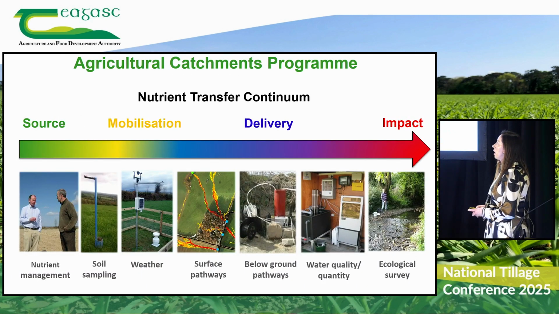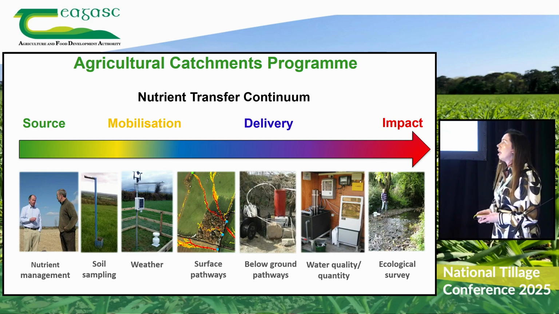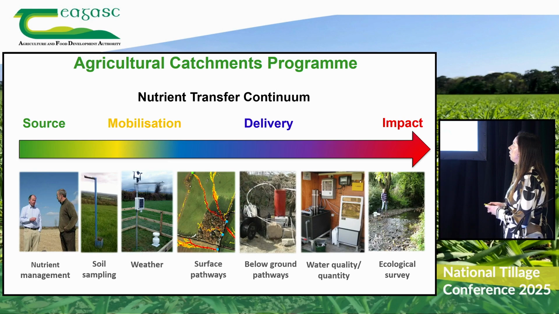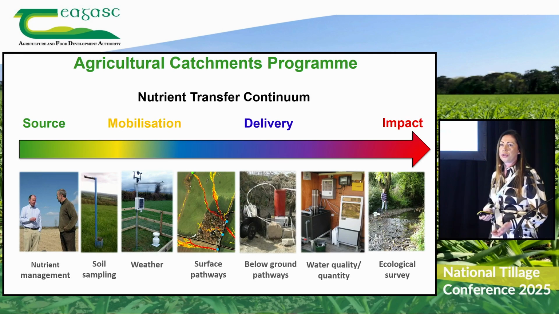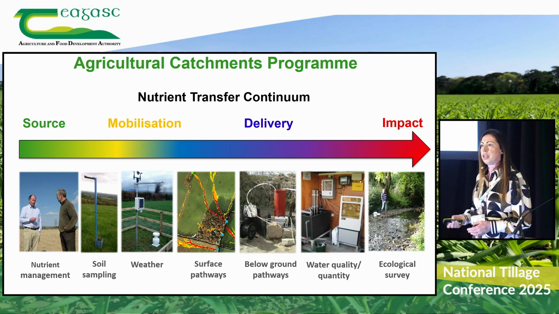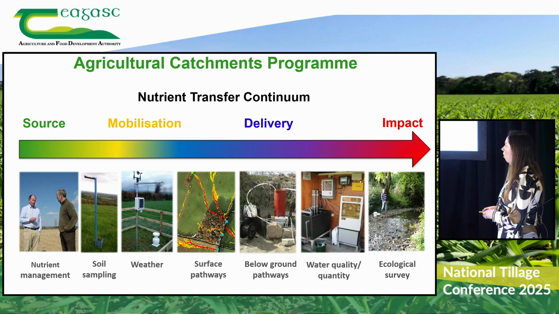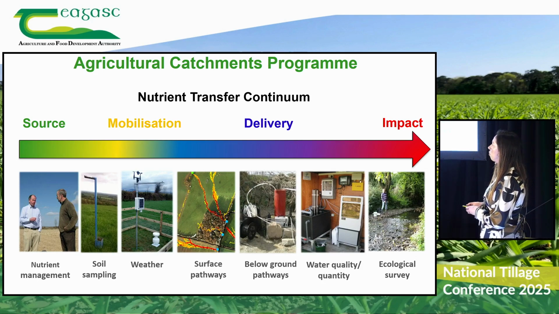In the Agricultural Catchments Programme, we track nutrients along the nutrient transfer continuum. So from source on the farms, through the landscape, and we look at the impact of those nutrients, so largely nitrogen, phosphorus, and sediment in the river networks that we're monitoring. So we've got various different types of measurements throughout the landscape. So we have soil fertility testing across the farms on a paddock scale every 4 years.